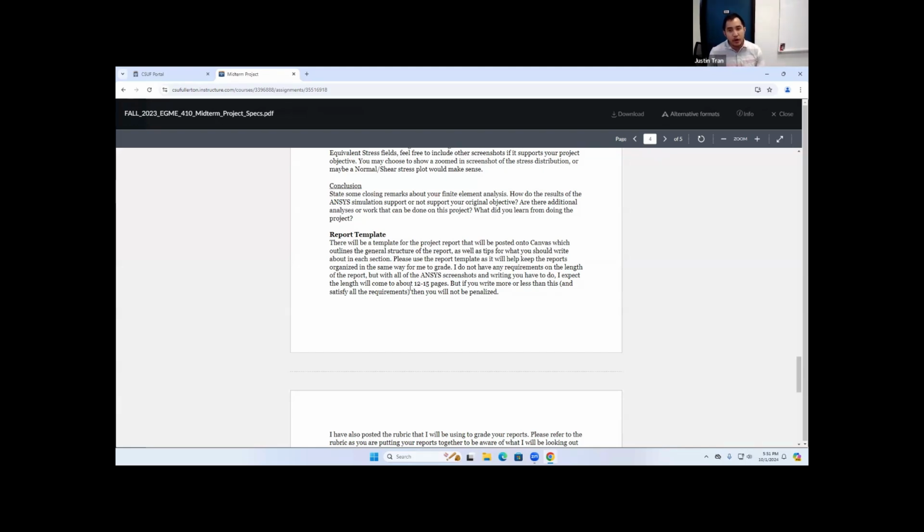But on average, I would say the reports that do pretty well, with a good balance of showing me the figures, adequate explanation in the text, and explaining their method very well, usually end up in the range of 12 to 15 pages. Okay. That's an average, but I've seen reports that are 8 pages that I've given 100% to. I've also seen reports that are 40 pages, which I've given really bad grades to.